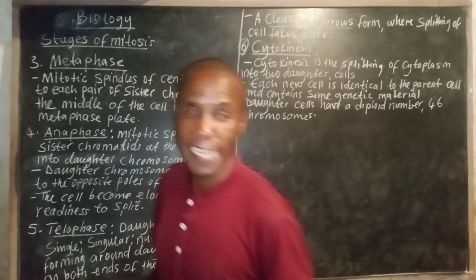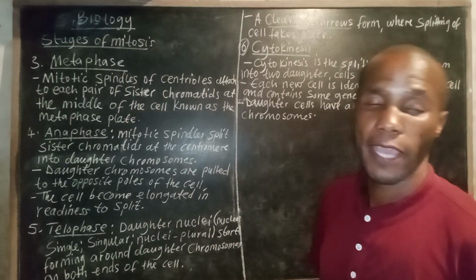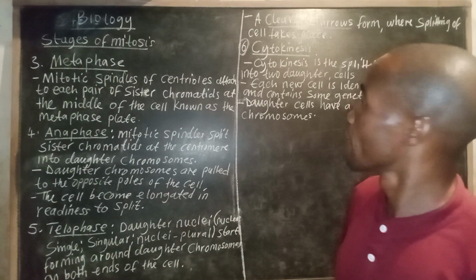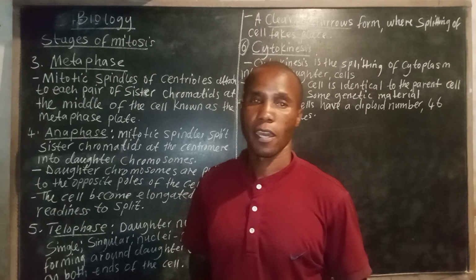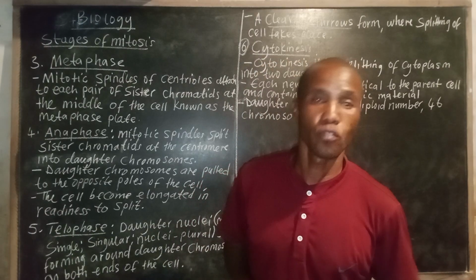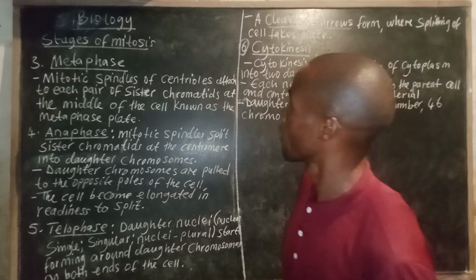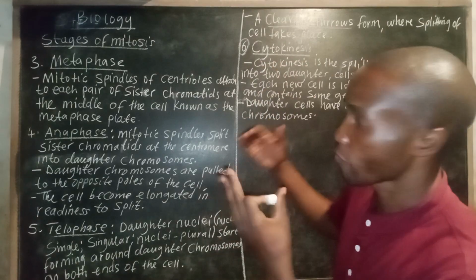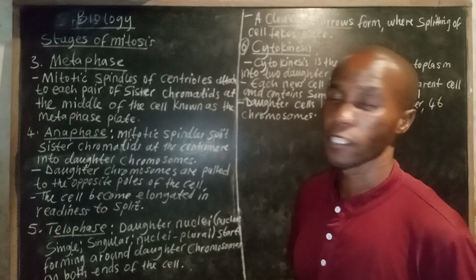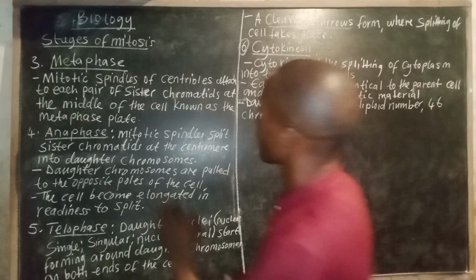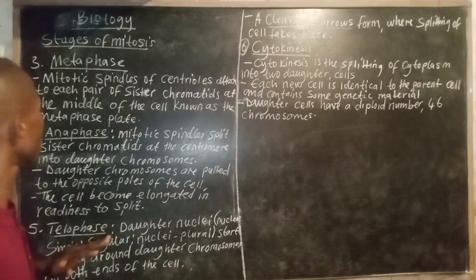Now that we completed the second stage, we are now going direct to stage what? 3. Okay, under mitosis. As you may be aware, mitosis is just the dividing of a parent cell into two cells called daughter cells. Okay, so this is what is happening. Now, we are trying to look at the stages, how that division is done. So the third one is metaphase. Metaphase, that is where we are.